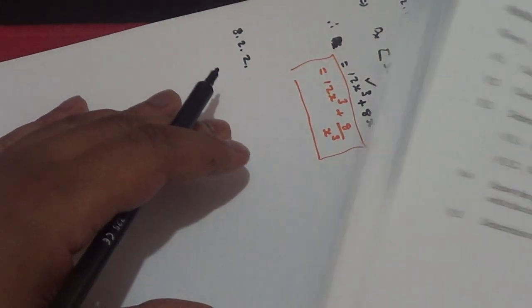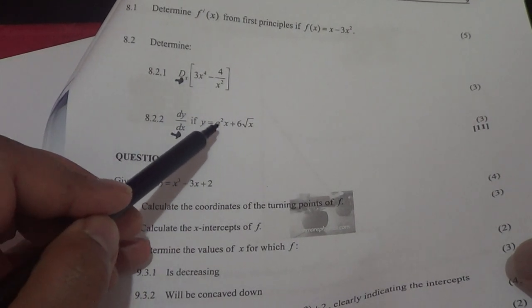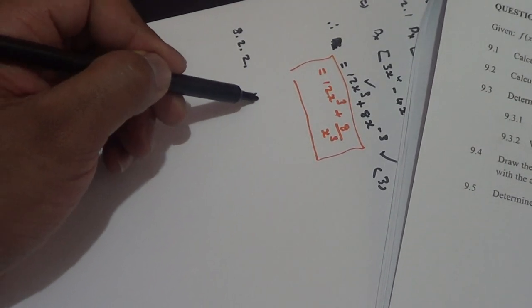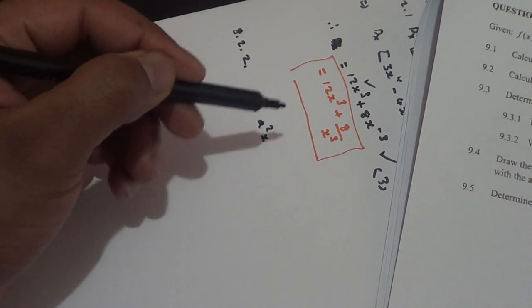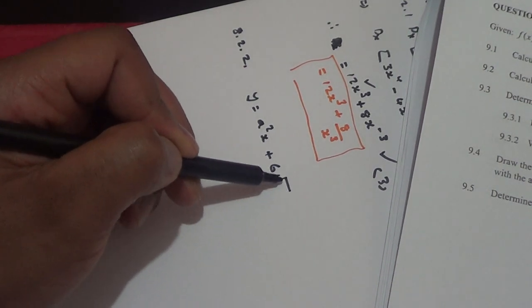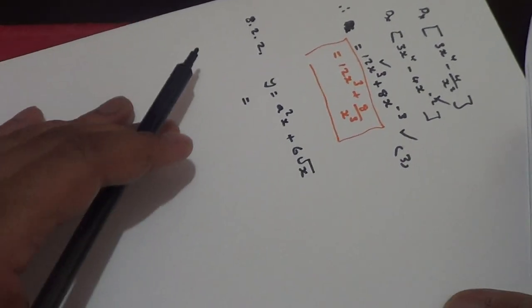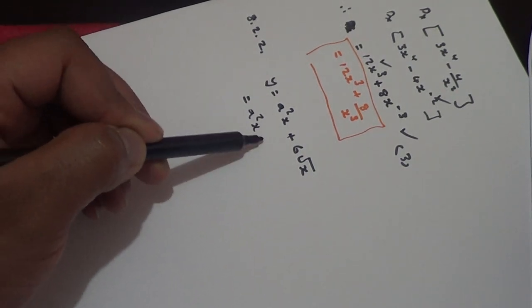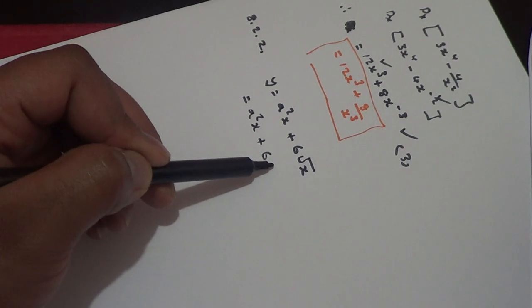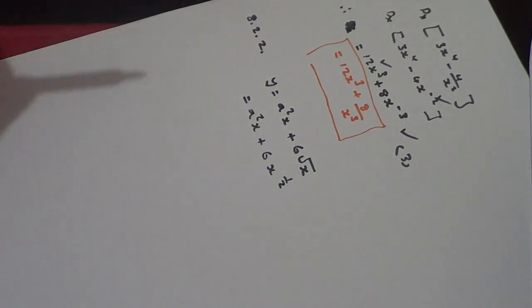8.2.2. So what is the story there? They're telling you to do the differentiation of y over x of that expression. Well, we know that first of all y is equal to a squared x plus 6 root x. Okay, that is fine. Now we have to first simplify. Remember, you can't differentiate when you have surds, so you must get them out. So we have a squared times x plus 6 times x to the half, right? Exponent a half, that is what the root sign means.